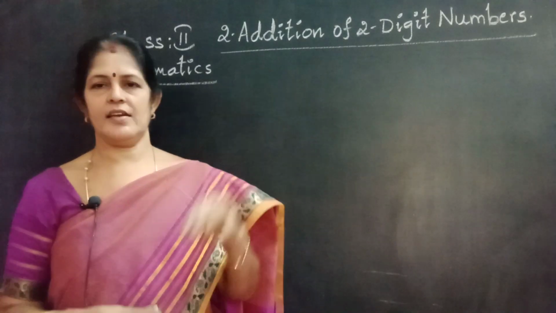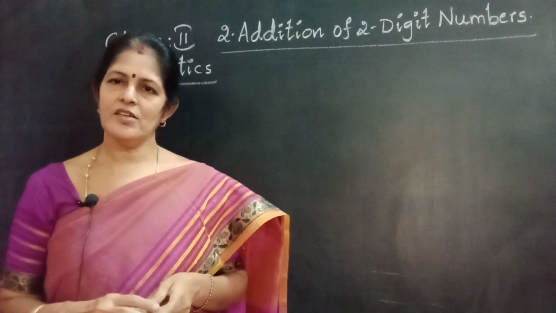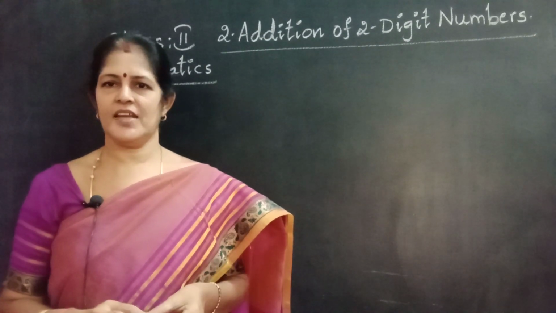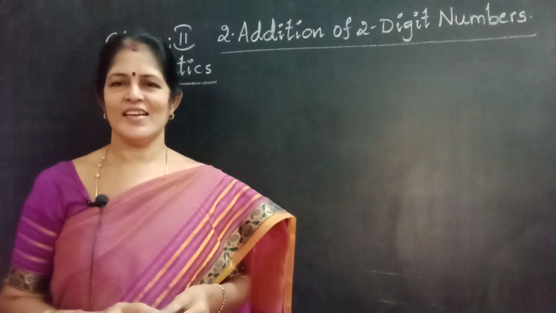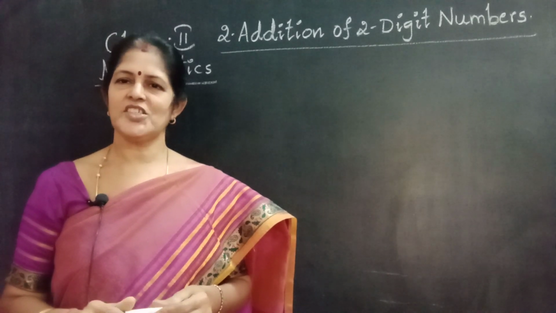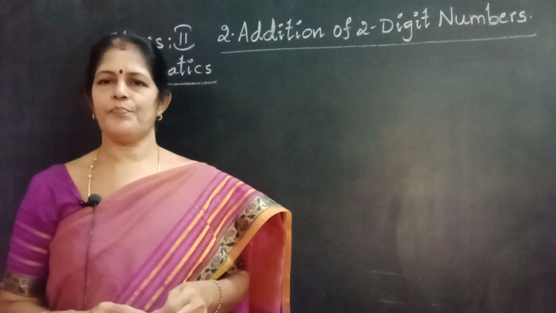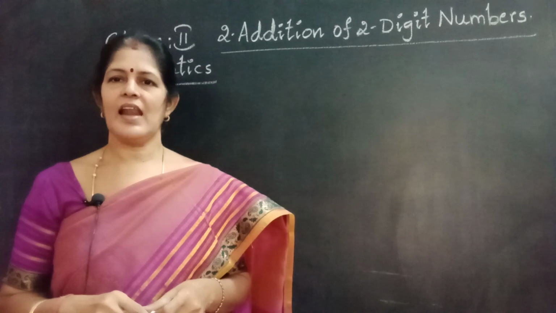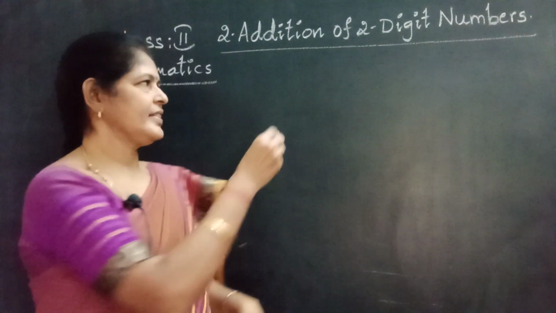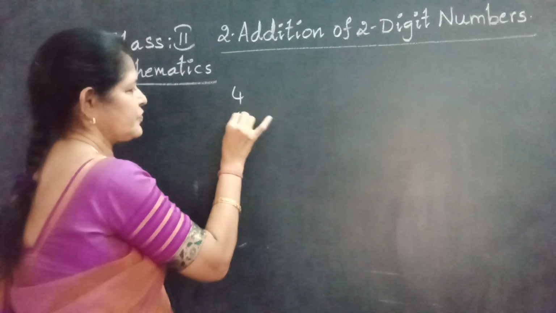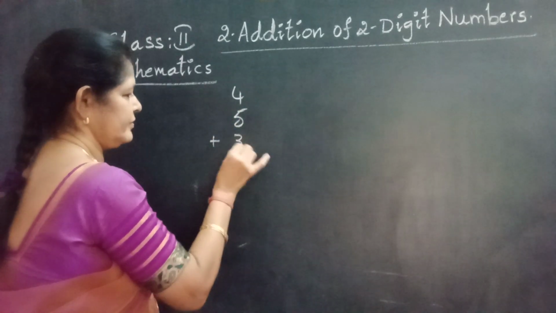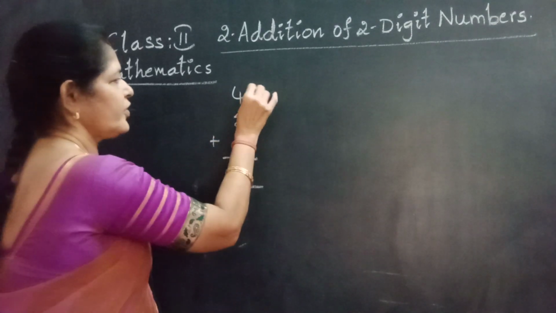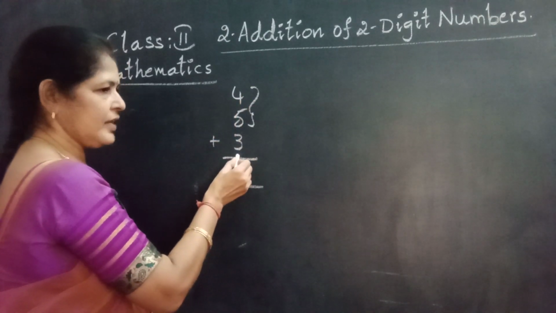First of all, addition. We combine two or more numbers together. That is called addition. Plus is the symbol for addition. The result of addition is called the total or sum. One-digit numbers, 3 lines. 3 lines means 3 numbers, like this: 4 plus 5 plus 3. First we add these two numbers, then go to the third number.